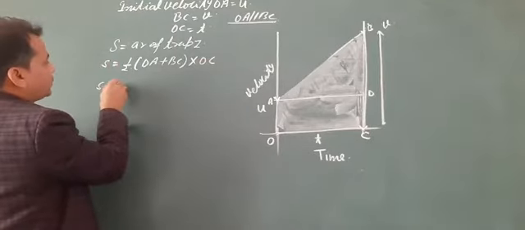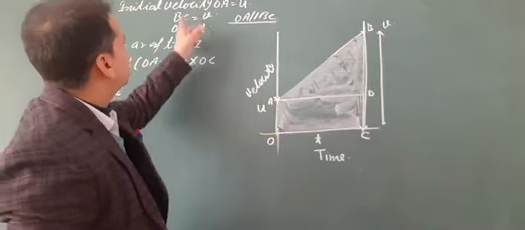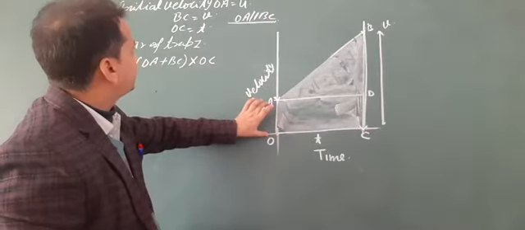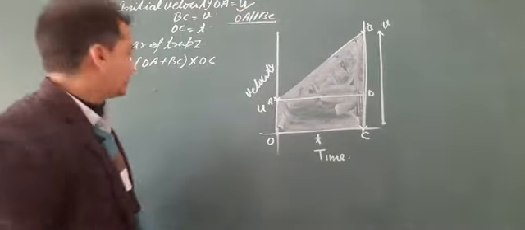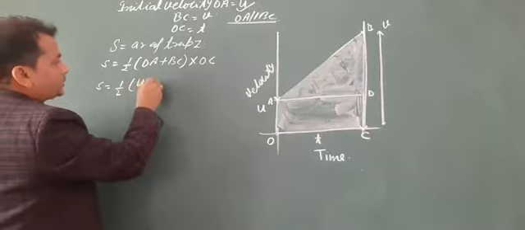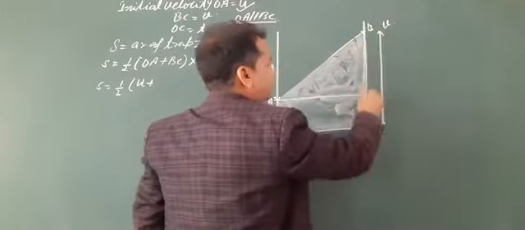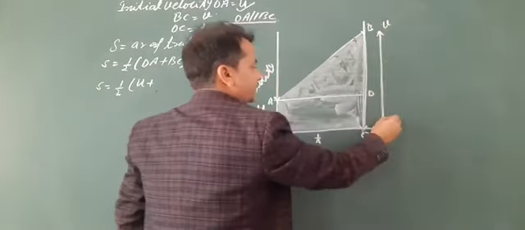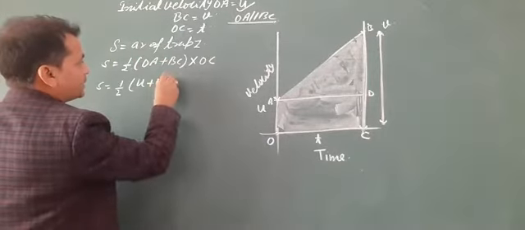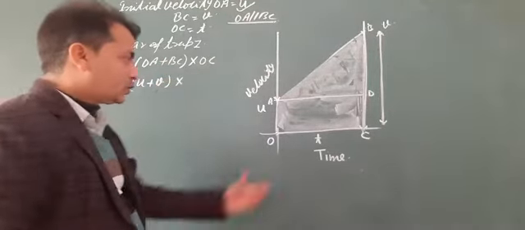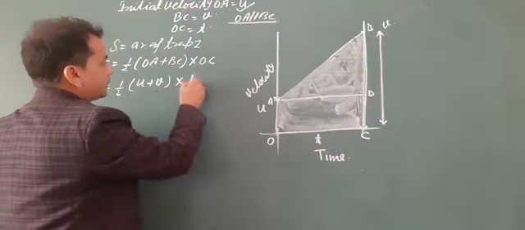So here is 1/2 OA. The value of OA is equal to the initial velocity, that is U. OA equal to U, plus BC. BC is here, that is the final velocity V. So put the value of BC, the final velocity V, and OC. OC represents time, that is T, into T.